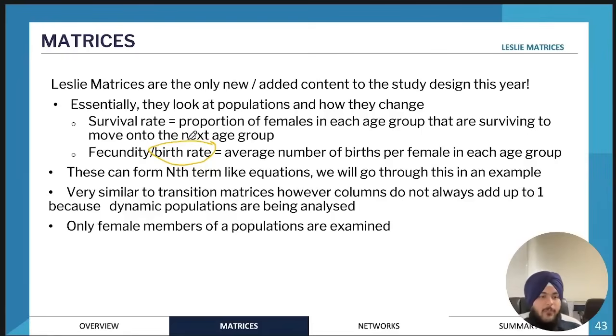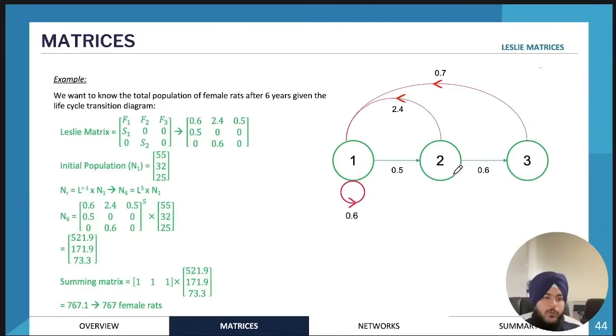So you'll have a birth rate and a survival rate. Survival rate just refers to what proportion of females are going from one age group to the next age group. And the birth rate is, on average, how many females are being born per female in each age group. Because remember, we only look at the females of the population. And these can take the form of nth term-like equations. So again, very similar to transition matrices. I'll go through an example now.